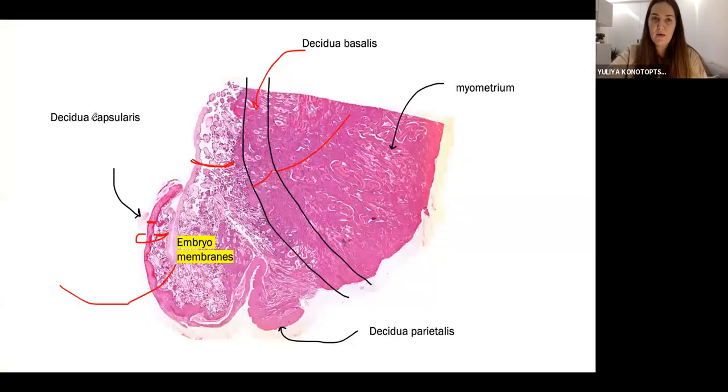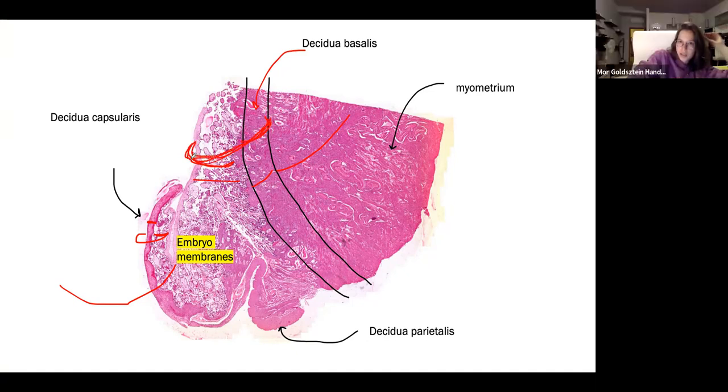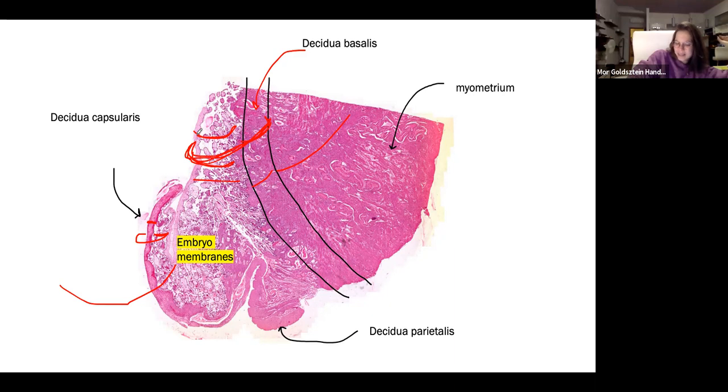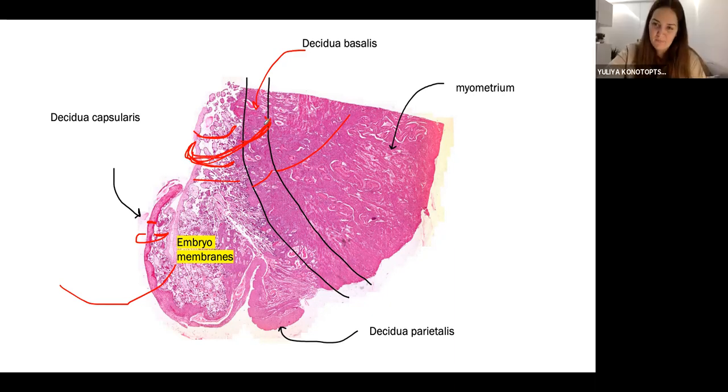So if I go back, this is decidua basalis. Whatever is right next to it has to be chorion frondosum. It has to be. So together, chorion frondosum and decidua basalis will make up which structure? The placenta. Yes, so they will make up the placenta.